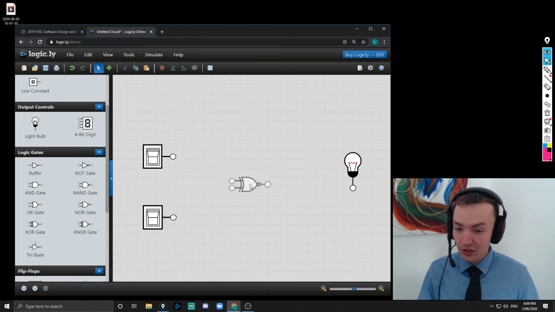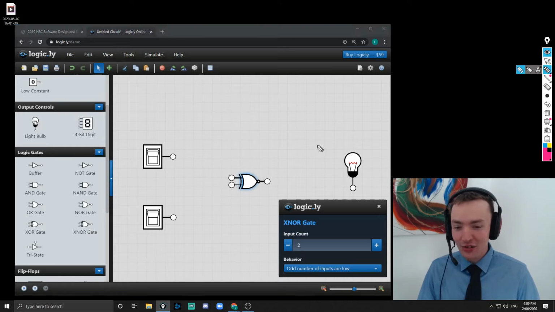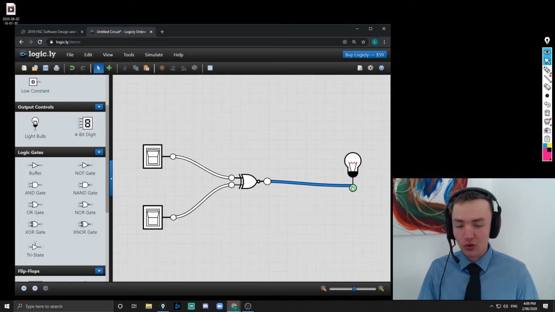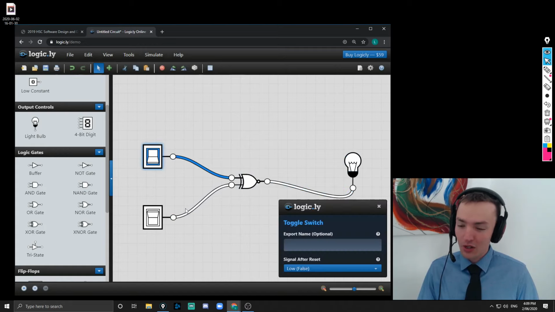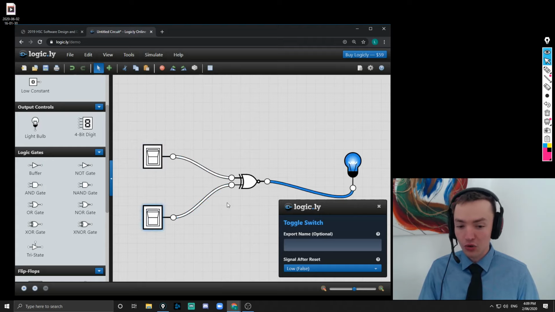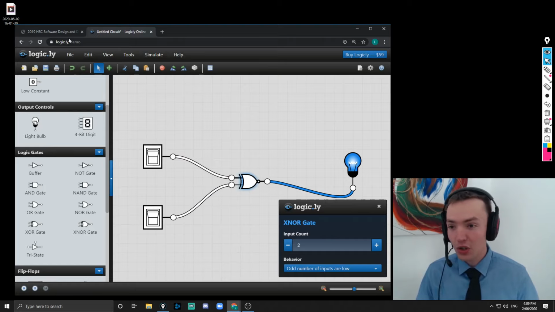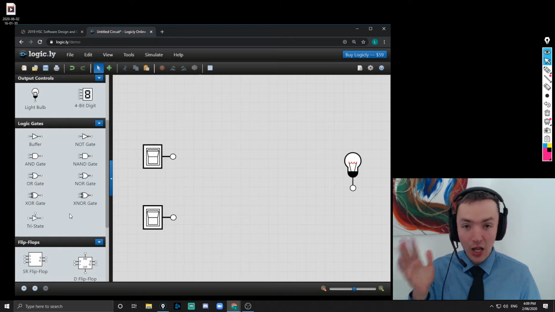The complement to this is the XNOR. So it's the X and the N. You can probably guess what that is. It's a XOR, but it's inverted. So if none of them are on, it's on. If one of them is on, it's off. But if both of them are on, then it's also on. So it's just an inverted XOR. As I said, if this is confusing, go to logic.li/demo, and I highly recommend you play around with this yourself, just so you can get your head around it and you can make more complicated circuits.